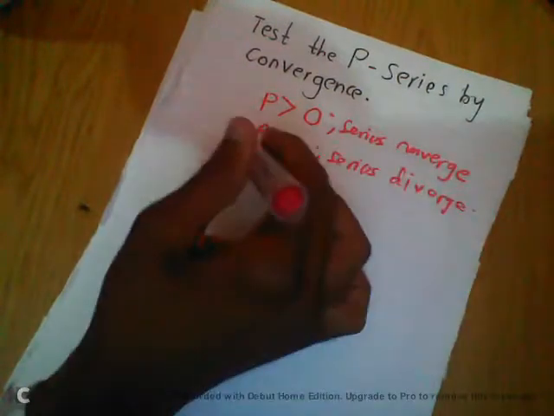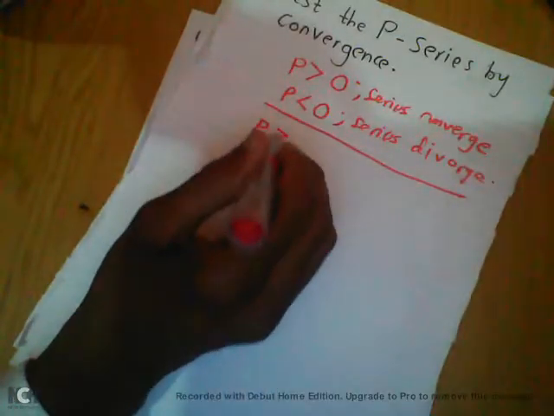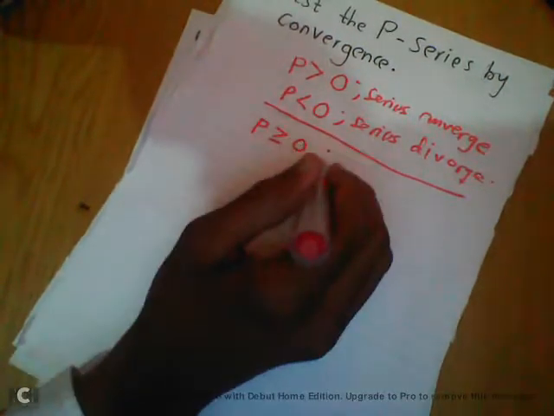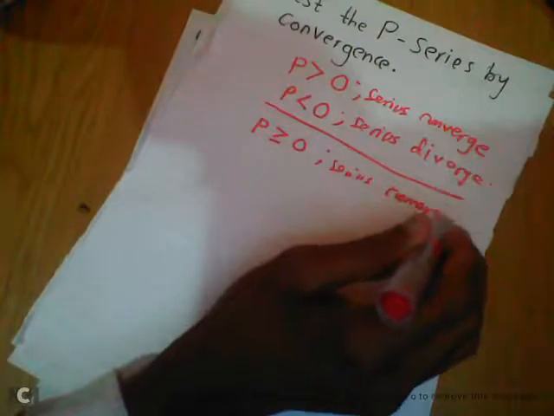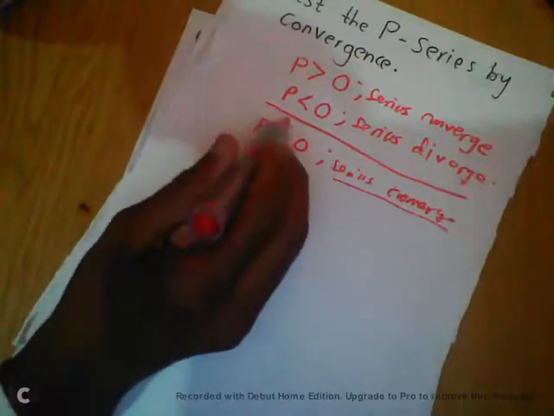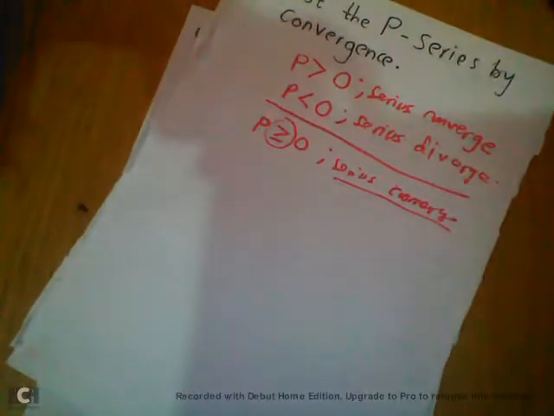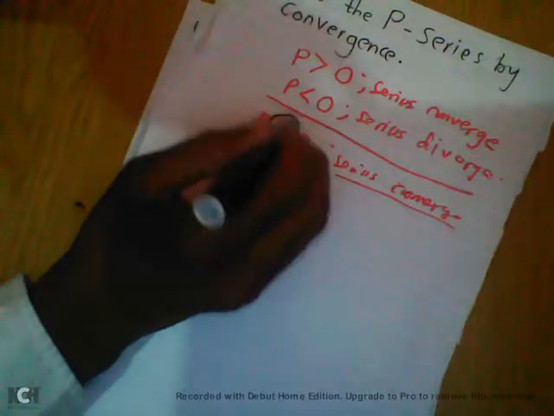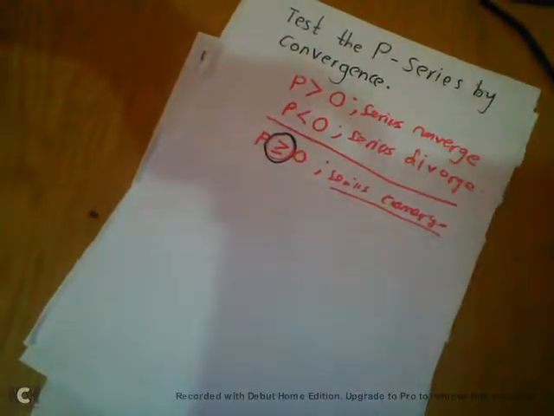So what is the mistake I made? On the previous question, I said when P is greater than or equal to 0, the series converges, which is not true. It has to be only greater, not equal. That's the mistake I made over there, my apologies. Thank you so much for understanding.